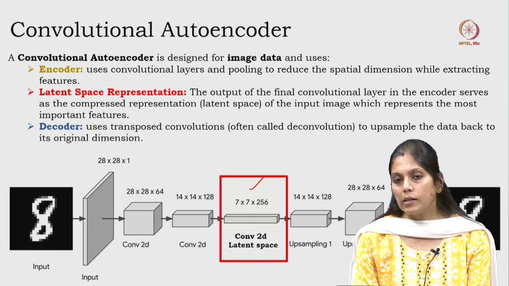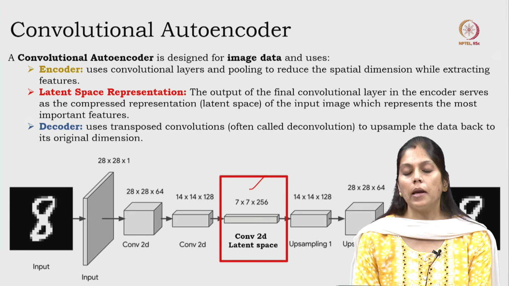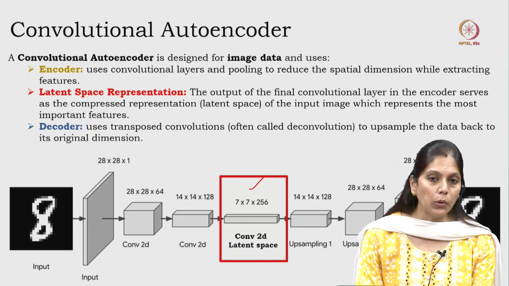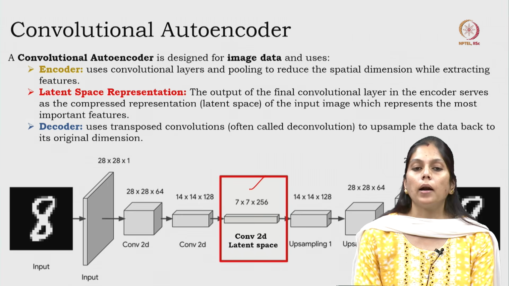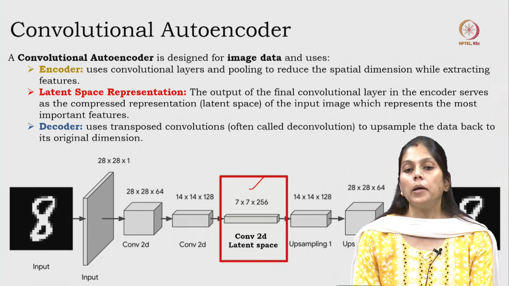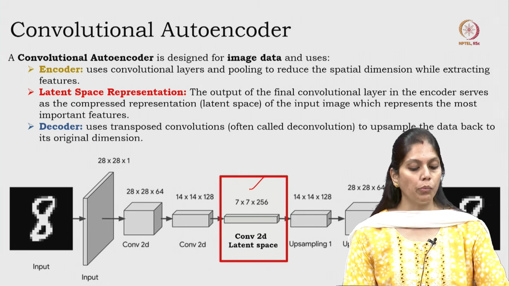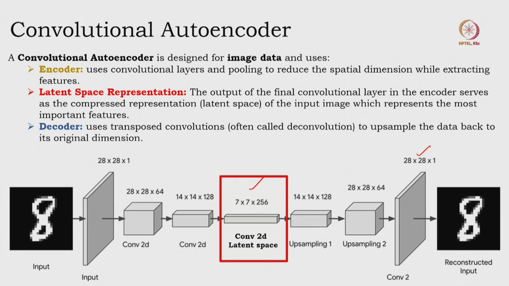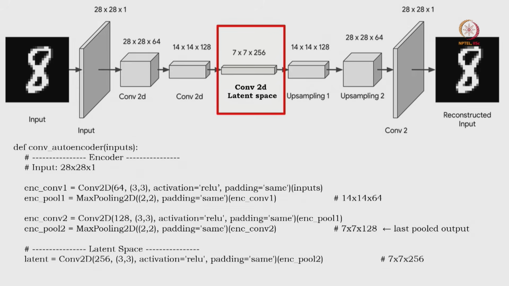So what we are discussing is CNN based, and in a CNN based autoencoder, the input is an image, and at the encoder we are using a convolution layer and then the pooling layer. At the decoder side we are using a transposed convolution to upsample it. So let's take an example here. This is an architectural diagram of a CNN based autoencoder.